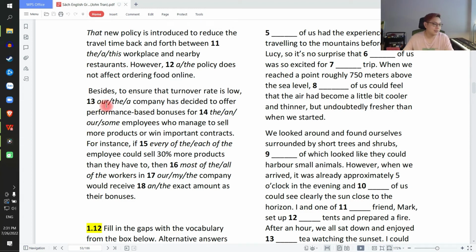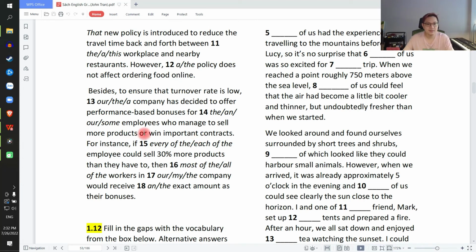So 13 is, the company has decided to offer performance-based bonuses for the employees who manage to sell more products or win important contracts. So here we want to talk about a specific group of employees who manage to sell more products or win important contracts. Cái số 14 này mình muốn nói về một cái nhóm nhân viên cụ thể nào. Đó chính là nhóm nhân viên mà có thể bán được nhiều sản phẩm hơn hoặc là thắng được những cái hợp đồng quan trọng.